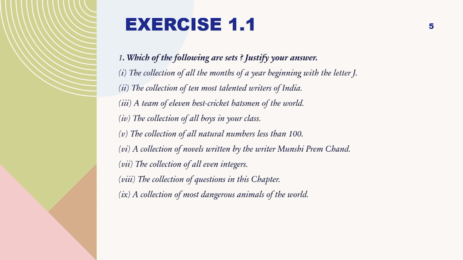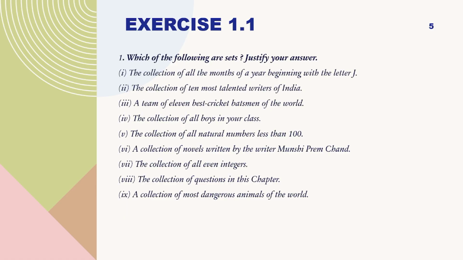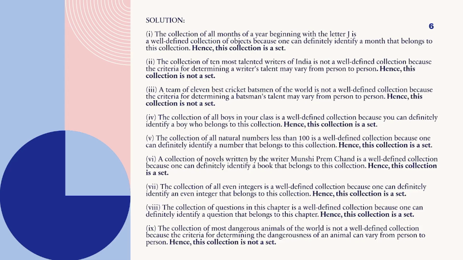The collection of all the questions in this chapter is also a collection and it is a set, because we can take all the numbers from one question. If it is up to 100, we can take all of them and represent them. Let's see the last question. A collection of most dangerous animals of the world. It is not a set. Why? Because it can vary from animal to animal in determining dangerousness. It may vary from one animal to another as we saw previously for writers and batsmen. So it is not a set.